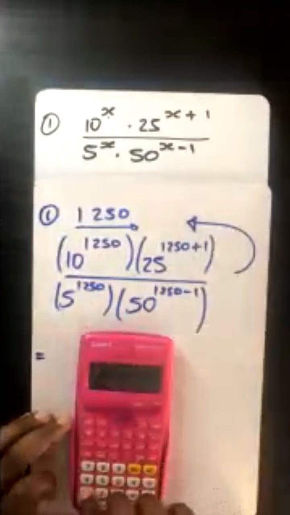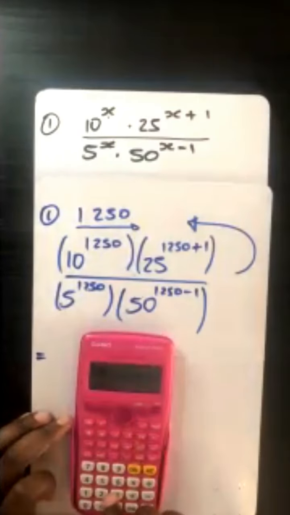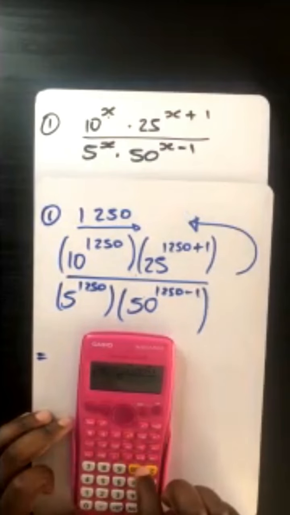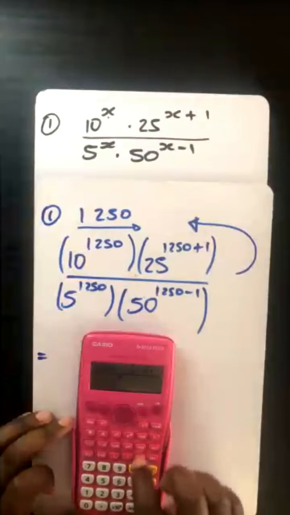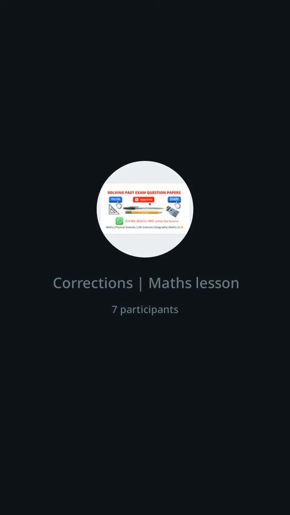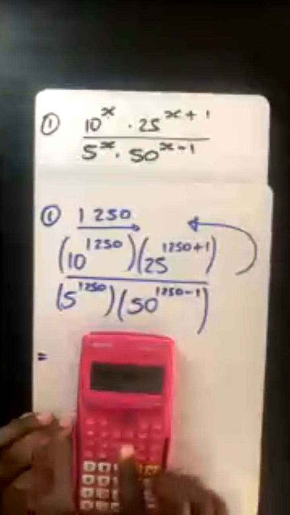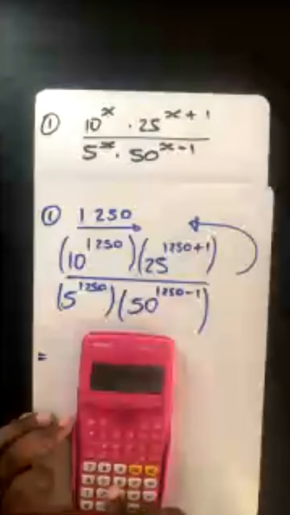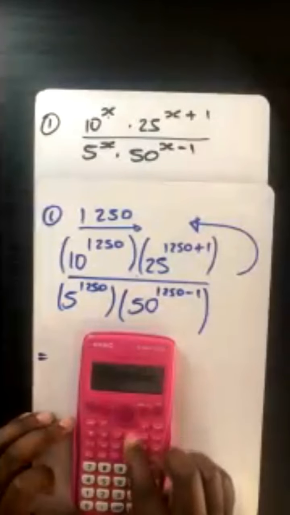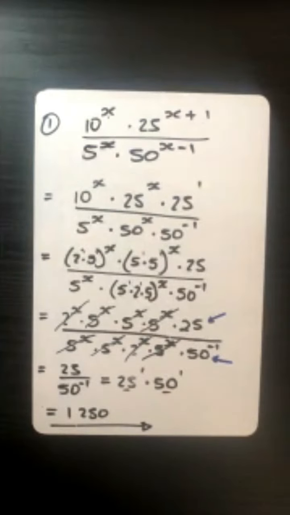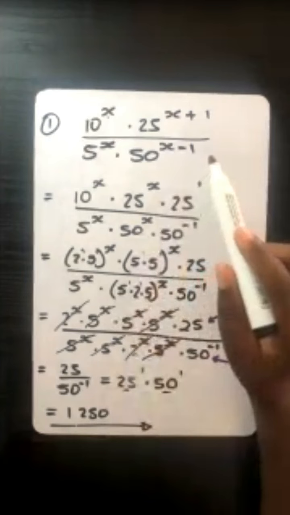But let's try it this way: 10 to the exponent 1250, close, times 25 to the exponent 1250 plus 1, 1251, close to the bottom, over 5 to the exponent 1250, close, open 50 to the exponent 1250 minus 1. It still gives an error. Now are you guys still getting an error? Yes, sir. Yes, sir. Yeah, so I also agree.